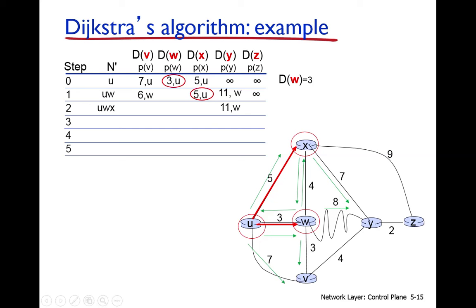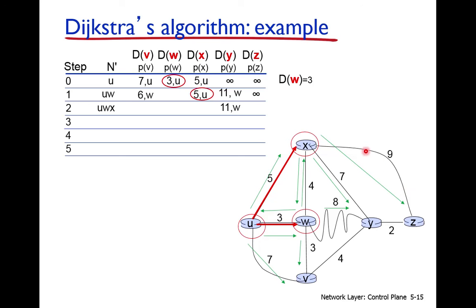Now we are going to explore the next neighbor of x. We have explored the neighbors w and y, they are explored. Now we are going to explore the next neighbor. Which one is the next neighbor? This is z, this link.